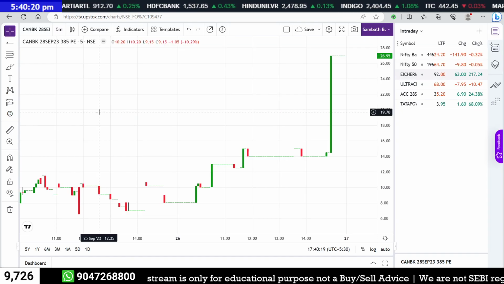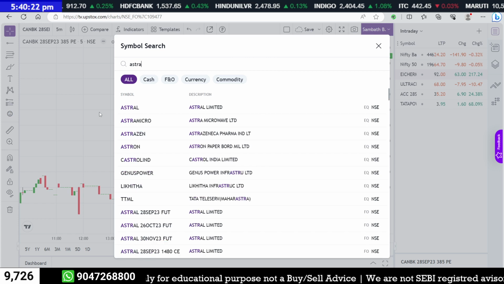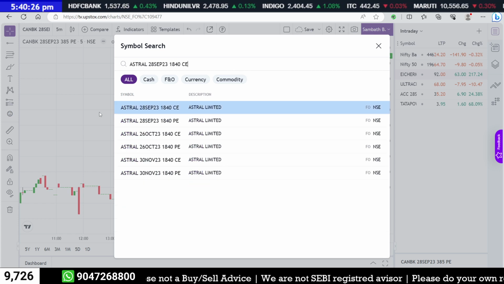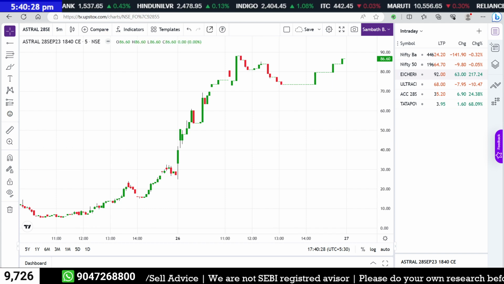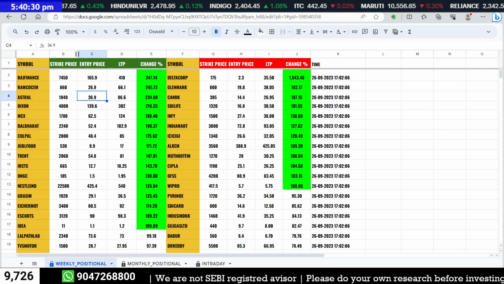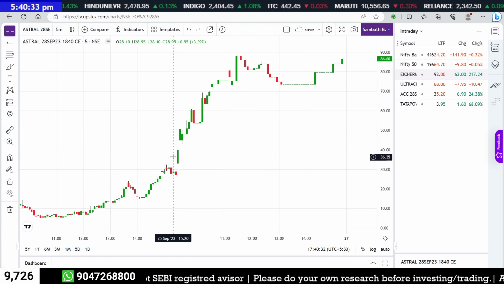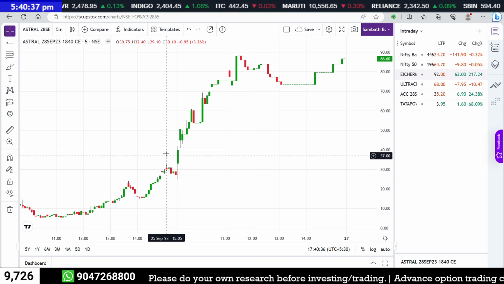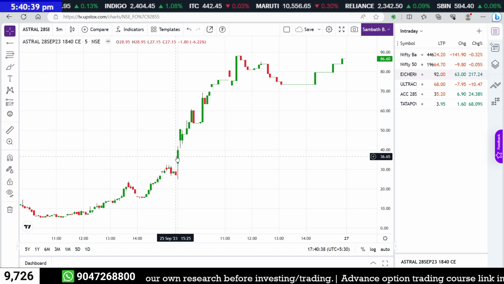Okay, so sometime later, Astral 1840. Dixon we also discussed in the morning, but it was triggered before Astral 1840. That is what I call the strike price. Look at this, our entry point is around 37. I think it also triggered in the first 5-minute candle at 1840. So this is the thing which we are ignoring.